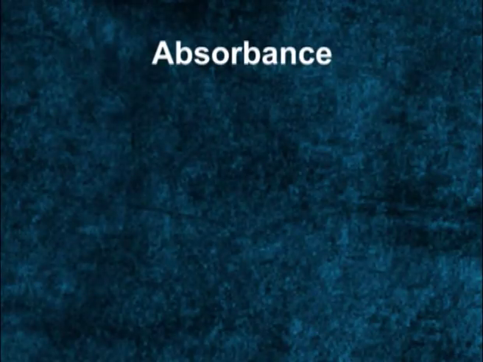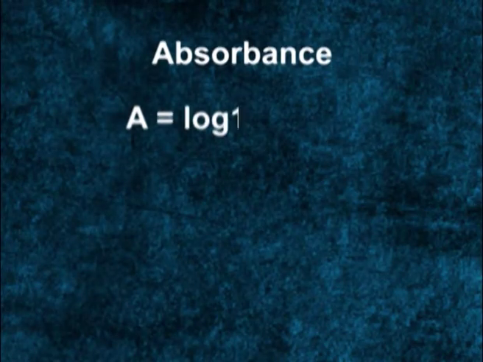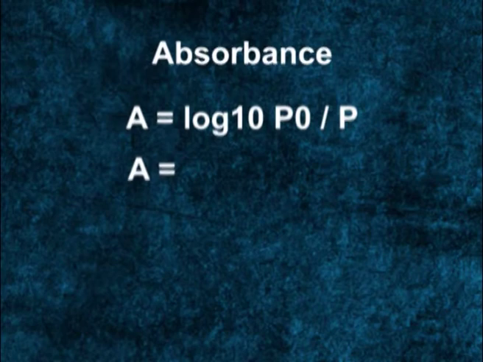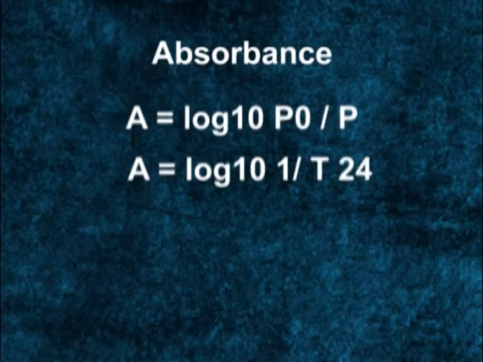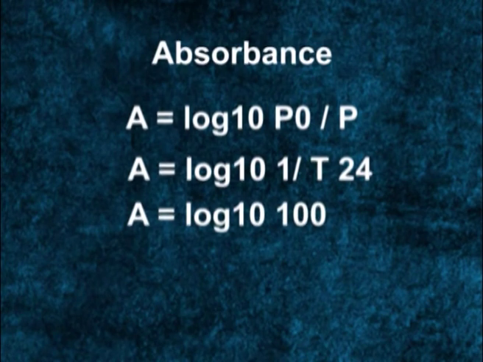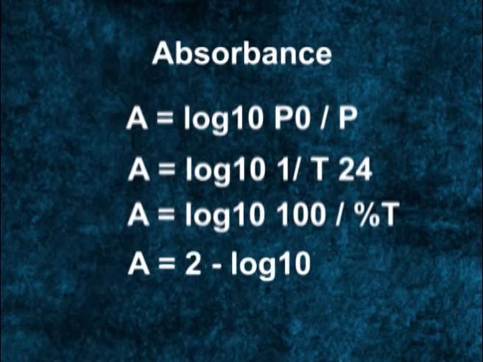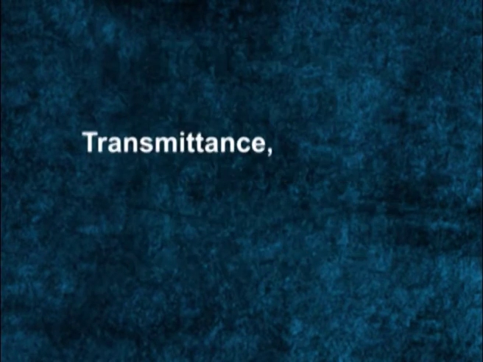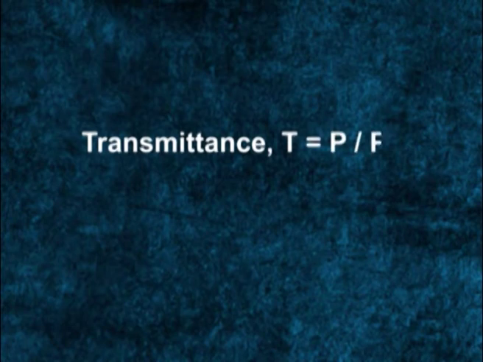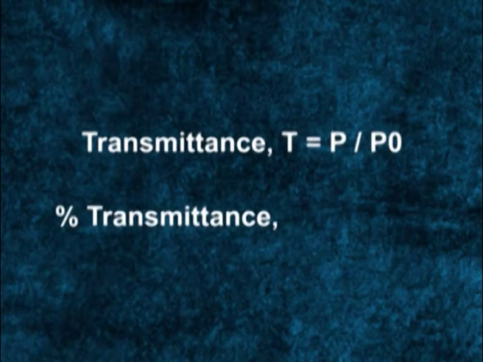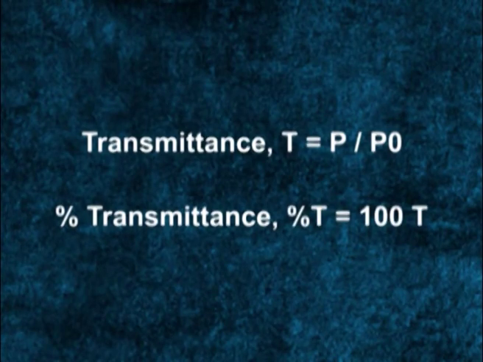The amount of radiation absorbed may be measured in a number of ways. Absorbance A is equal to log 10 P0 by P. A is equal to log 10 1 by T. A is equal to log 10 100 by percentage T. A is equal to 2 minus log 10 percentage T. Transmittance T is equal to P by P0. Percentage transmittance, percentage T, is equal to 100 T.